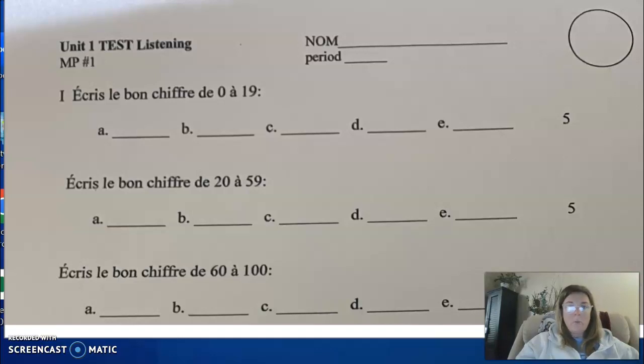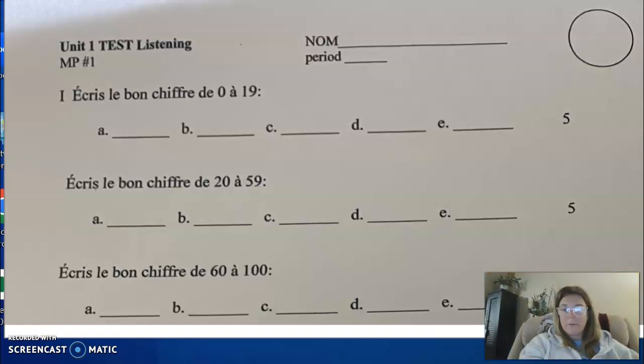This is marking period 1 unit test listening script. This is version B. Version A was given in class. Please have this paper. If you don't have this paper, just get a scrap sheet and write down your answers, and you can get those to me. Here we go. Number 1.